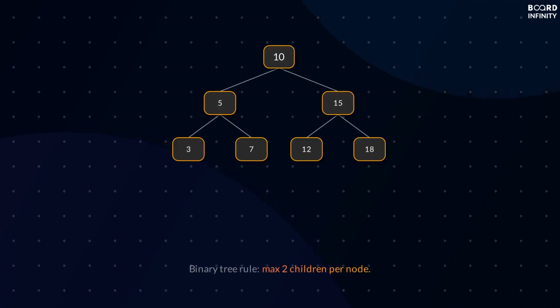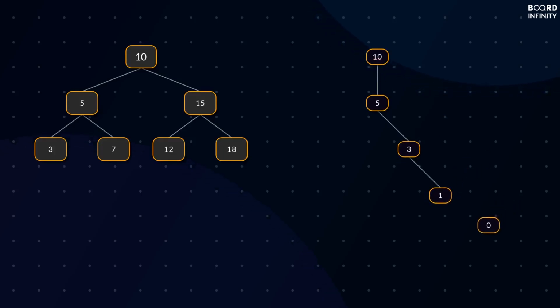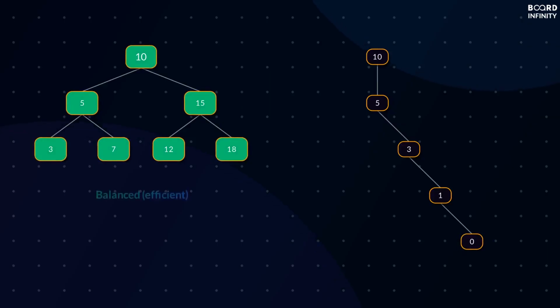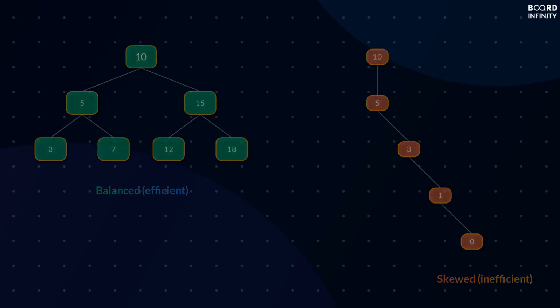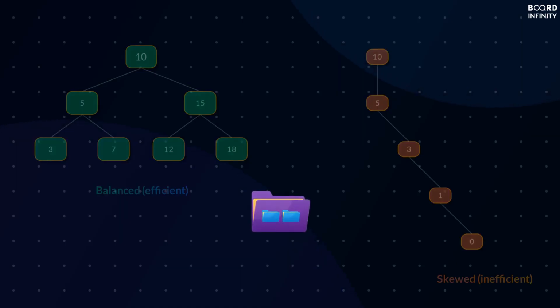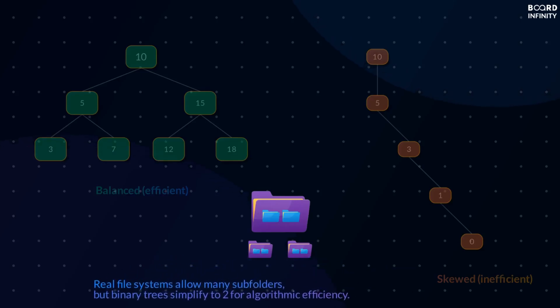A balanced binary tree, like the one on the left, ensures efficient operations because data access paths are short and consistent. In contrast, a skewed tree, where nodes mostly branch in one direction, can lead to much longer search times, making it less efficient. This structure is everywhere: file systems, decision trees, expression parsers. While real-world systems like file folders often allow many subfolders, binary trees simplify this to just two branches per node. This simplification is key for designing algorithms that are consistently efficient and predictable across many applications.